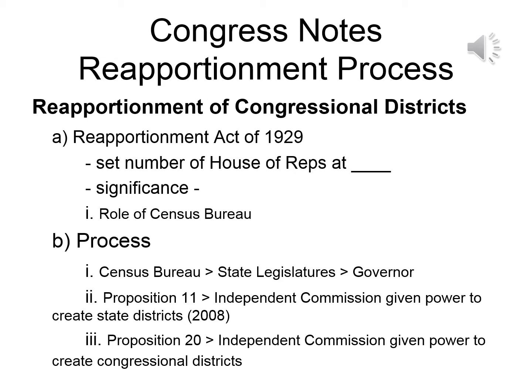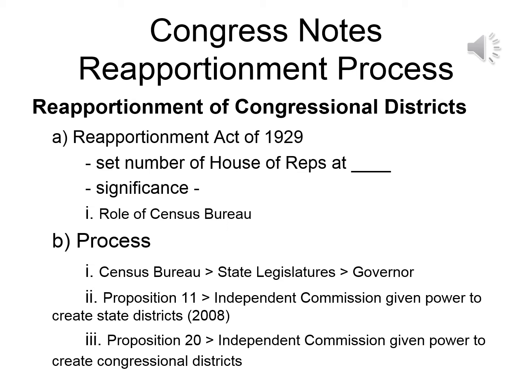Before 1929, every 10 years, they decided to keep adding more and more members to the House of Reps. Well, in 1929, they decided, let's just stop increasing the size of the House of Reps and keep it at a certain number. They decided that number should be set at 435. So this law, enacted in 1929, called the Reapportionment Act of 1929, set the number of members in the House of Reps at 435.